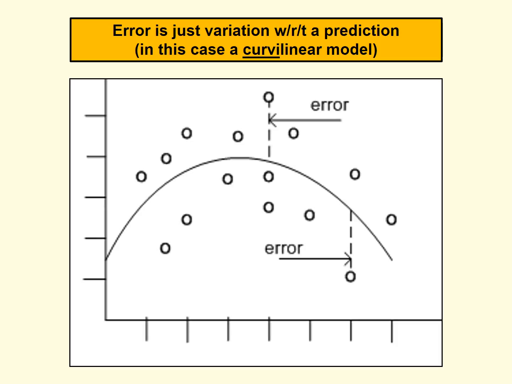By the way, this picture here is just an example of error variation with respect to the prediction made by a curvilinear model. Now, there'll probably be some times in our semester where we do curvilinear models, but for the most part we're not doing those. So just a note there.